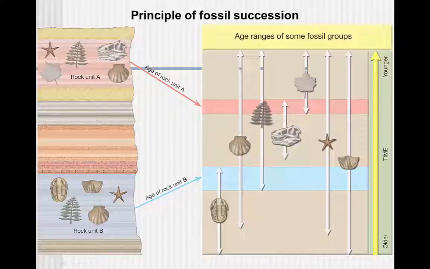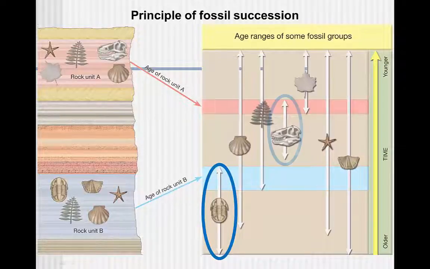In the case of fossils of trilobites, they are always found in rocks older than those with fossils of dinosaurs. Globally, there is never an exception to this pattern. Trilobites go extinct before dinosaurs appear.